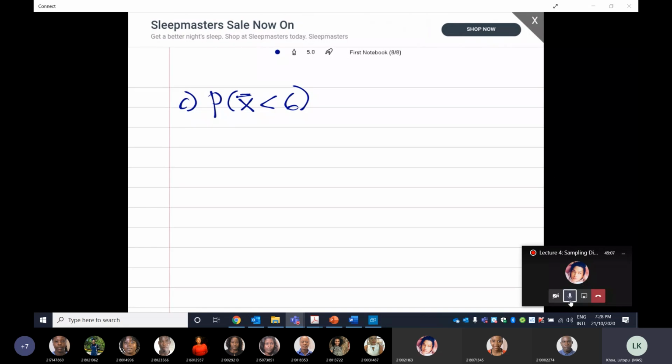So again, we would standardize it. When I standardize X bar, I get Z. Then I say 6 minus mu, this is 8.2. Then I divide by sigma, 1.5.